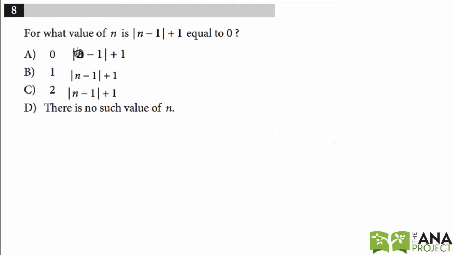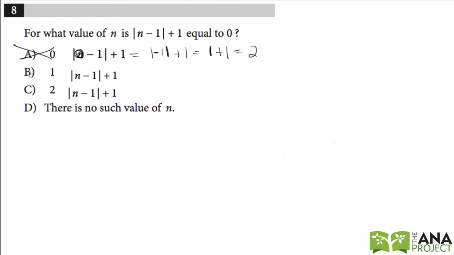So the absolute value of 0 minus 1. Well, 0 minus 1 is negative 1. So the absolute value, so this would be negative 1 inside the absolute value signs, plus 1. The absolute value of negative 1 is 1, and 1 plus 1 is 2. So that doesn't equal 0, so we can get rid of A.